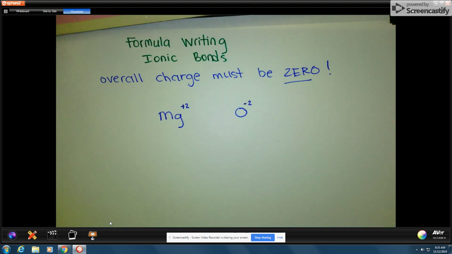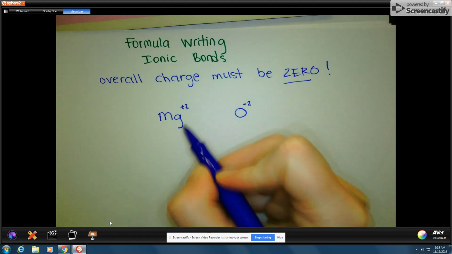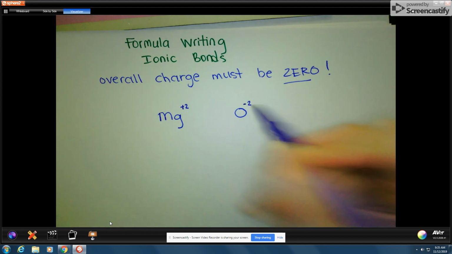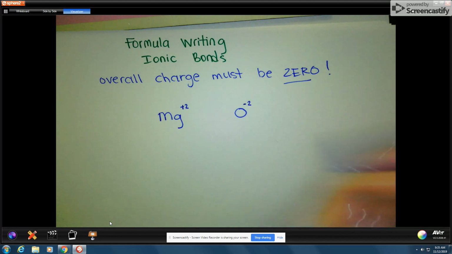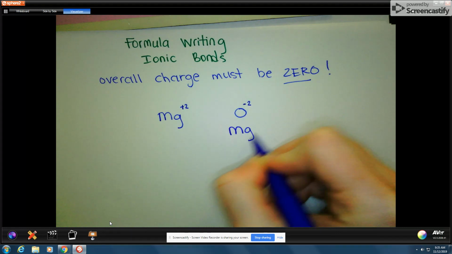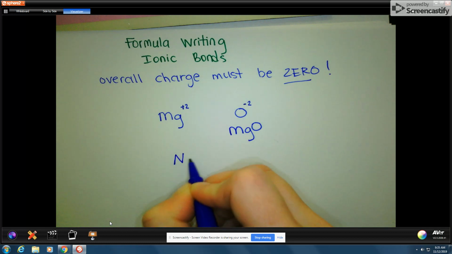You want the lowest possible ratio for the overall charge to be 0 when you put these things together. Well, if I have 1 Mg, that's +2. 1 oxygen's -2. That's 0. So I only need 1 of each. My formula is MgO. That's it. I'm done. Now let's do something that's not going to be 1 and 1.